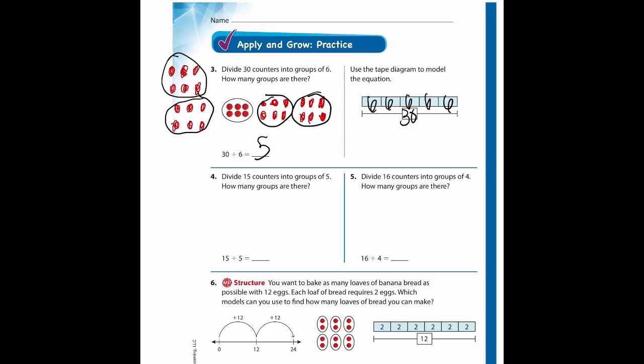Here we go. So 15 counters in groups of 5. So I need 15 in groups of 5. Okay, so I need to do 5. Actually, I'm going to change that color. 1, 2, 3, 4, 5. That's like on a dice. 6, 7, 8, 9, 10, 11, 12, 13, 14, 15. Then I'm going to put my groups around. 1, 2, 3. So I have 3 groups of 5. 5, 10, 15. 15 divided by 5 is 3 groups. Okay, so go ahead and do that one.